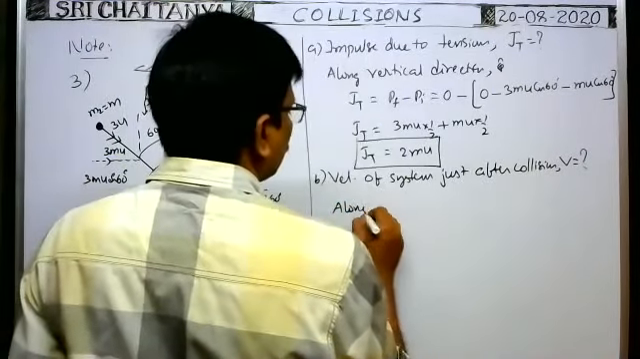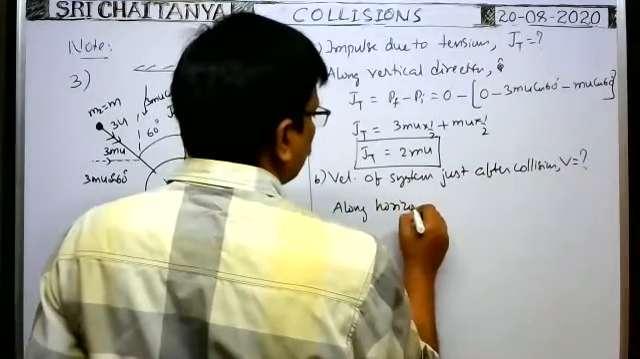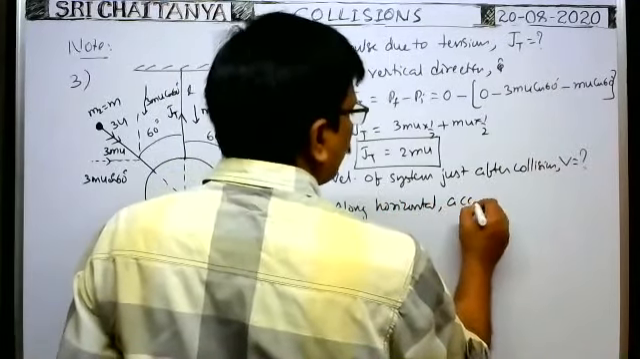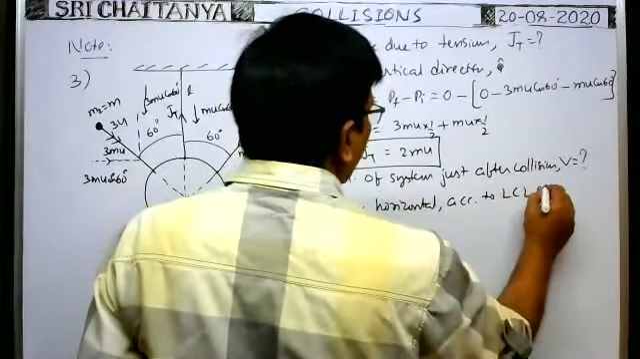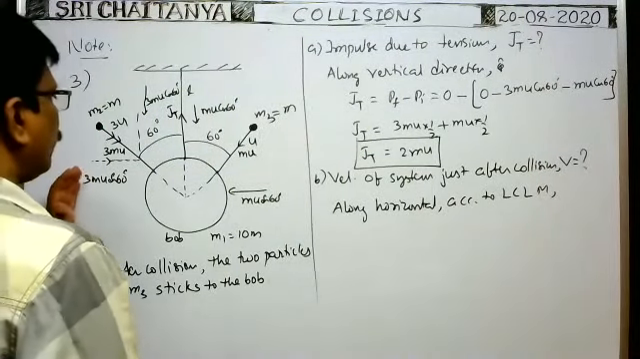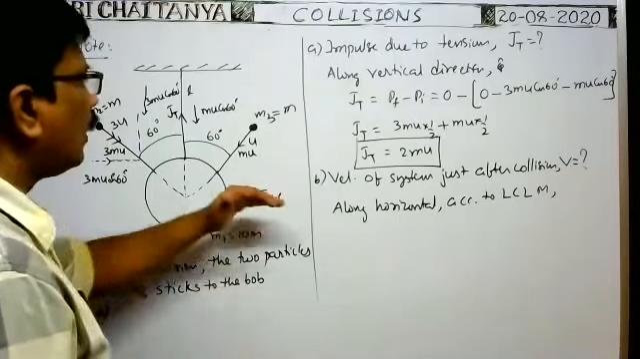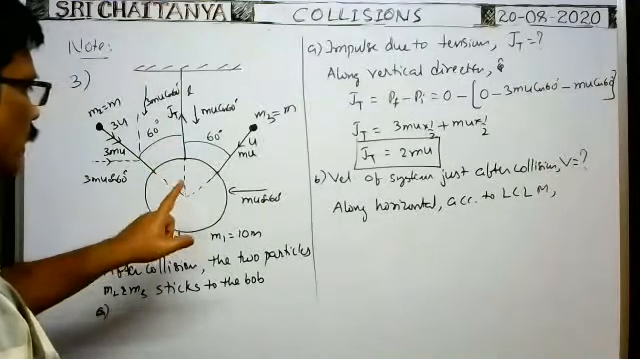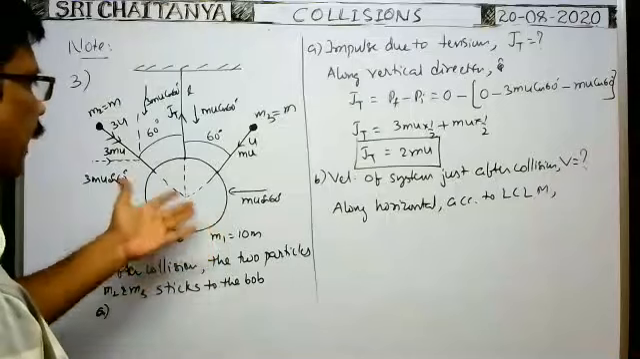So along horizontal, according to law of conservation of linear momentum, before collision, the momentum of the particle along horizontal direction is, before collision the sphere is not having any momentum along horizontal direction.